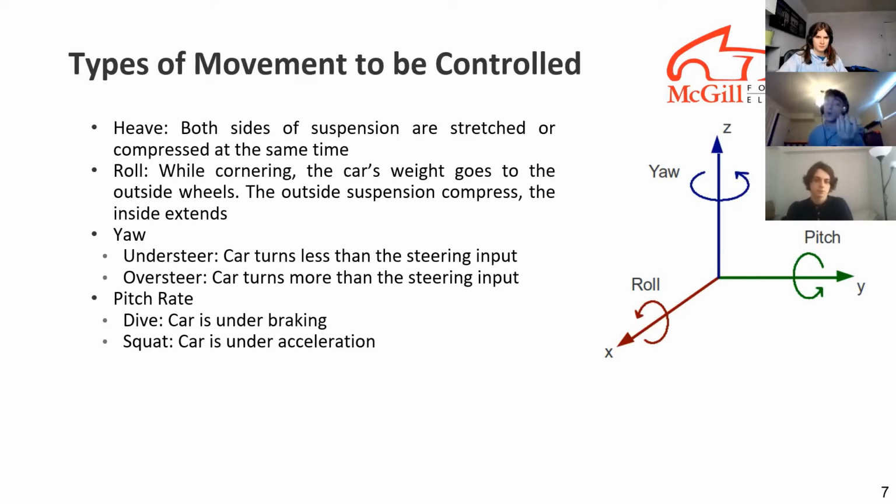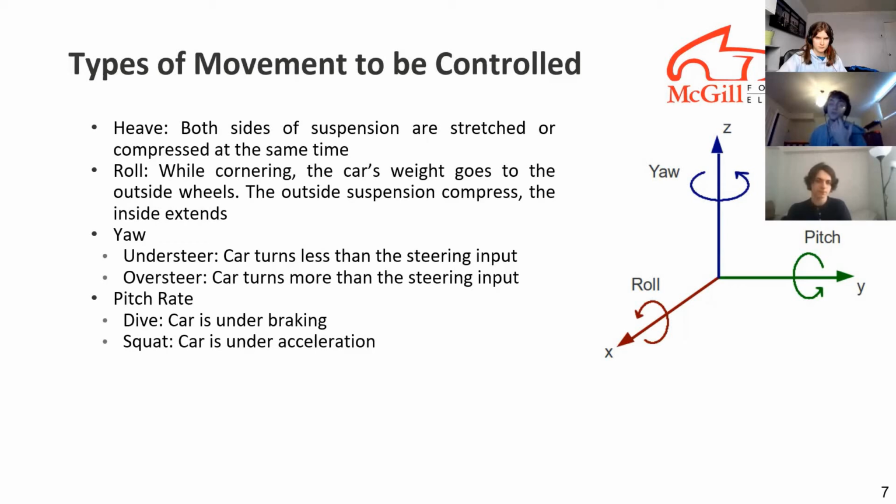There is also roll to consider. This is when you corner, the car will tend to lean on one side. This is due to when we corner, the weight of the car transfers to the outside of the car, and as such, the outside wheels will compress and the inside will stretch.